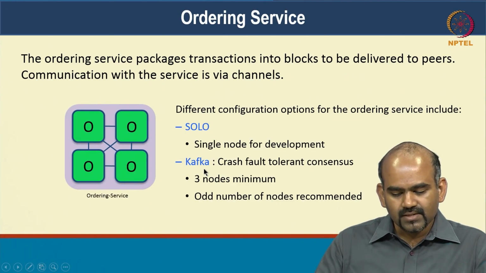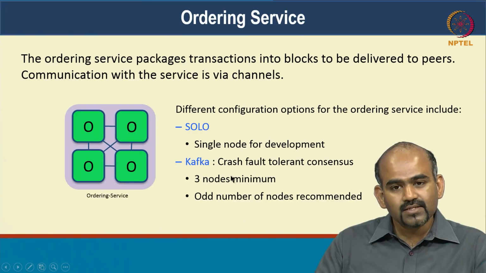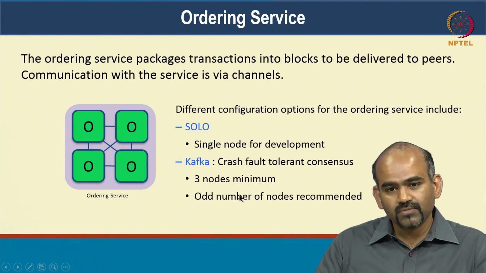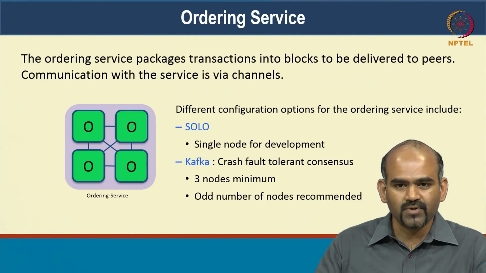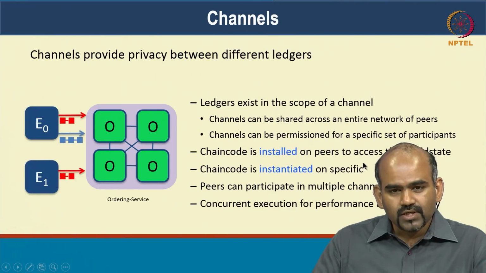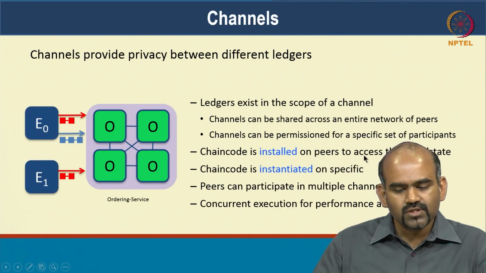Kafka consensus is a crash fault tolerant consensus, like I mentioned in the previous lecture. And it needs at least 3 nodes at a very minimum. And we recommend an odd number of nodes in the network so that you can do a majority consensus. So that's the ordering service, and it needs to be set up before you set up anything else in the network. So the next notion is the notion of channels.